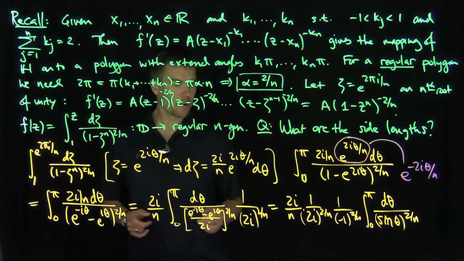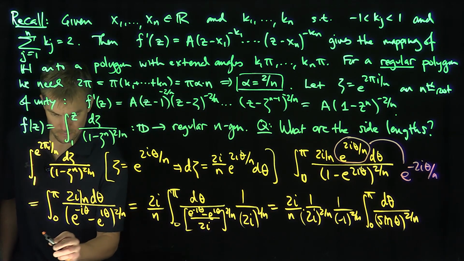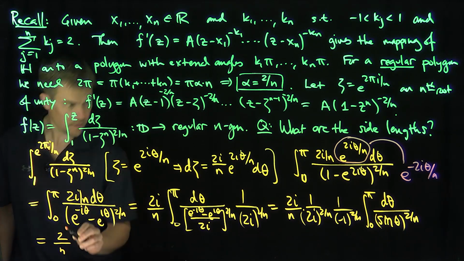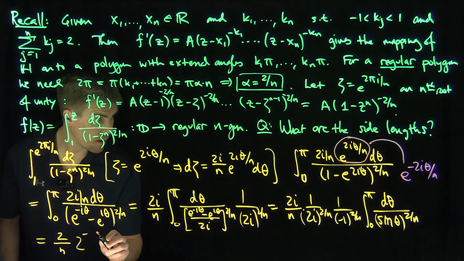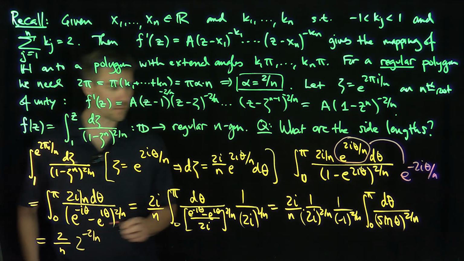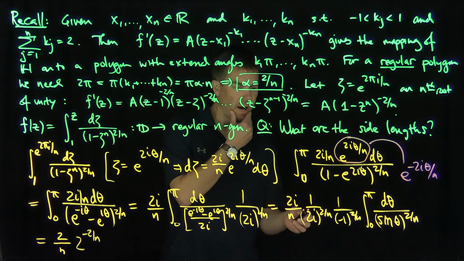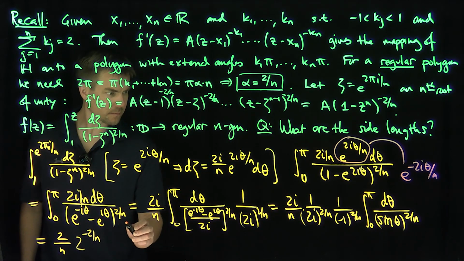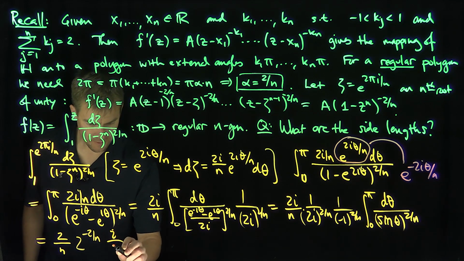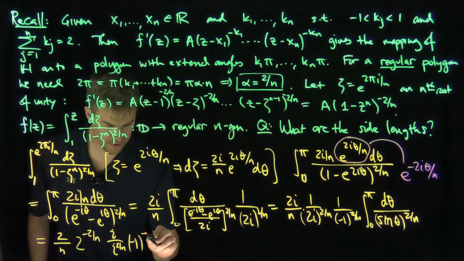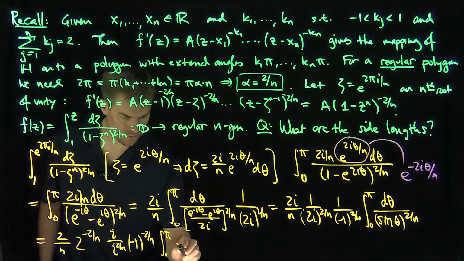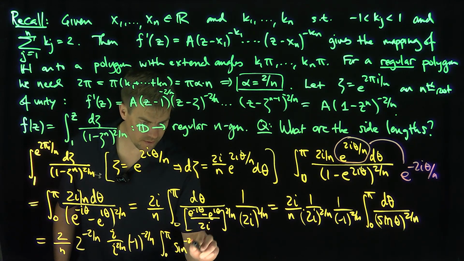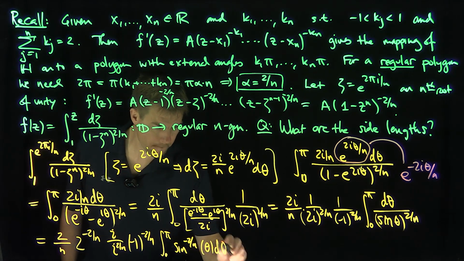Great. Now, I'm going to do the following. I'm going to write this as 2 over n, so this is equal to 2 over n. Then I have a 2 to the negative 1 over n, 2 to the negative 2 over n, okay? And then I have 3 terms over here. We have an i, an i to the 2 over n, and then a negative 1 to the 2 over n to the negative 2 over n, like that. And this is a unimodular number, right? Integral from 0 to pi of sine to the negative 2 over n of theta d theta, right?